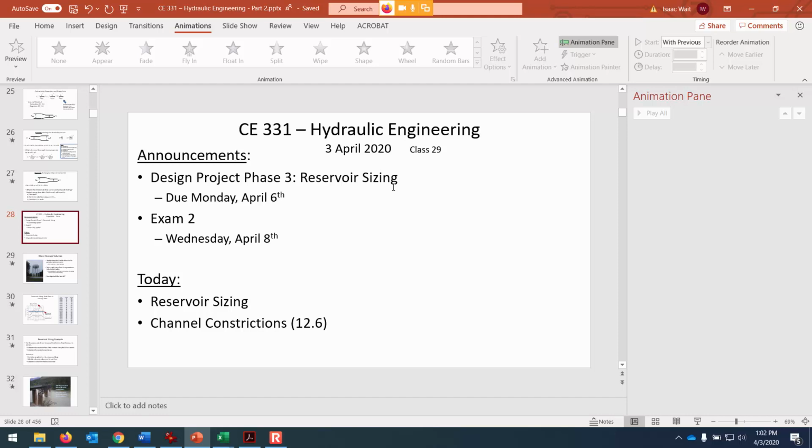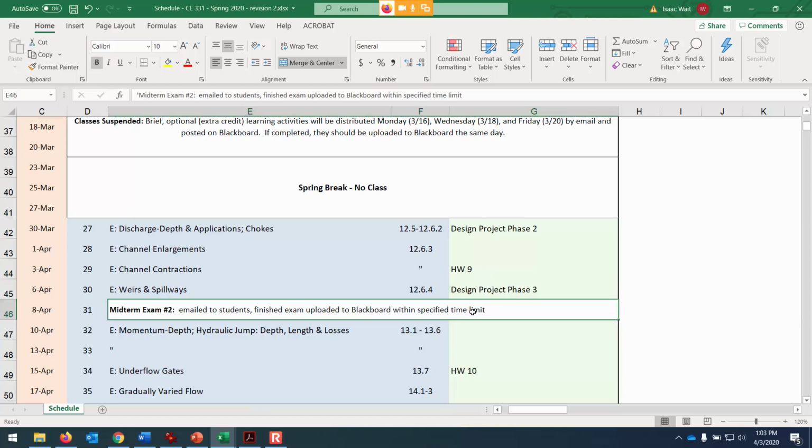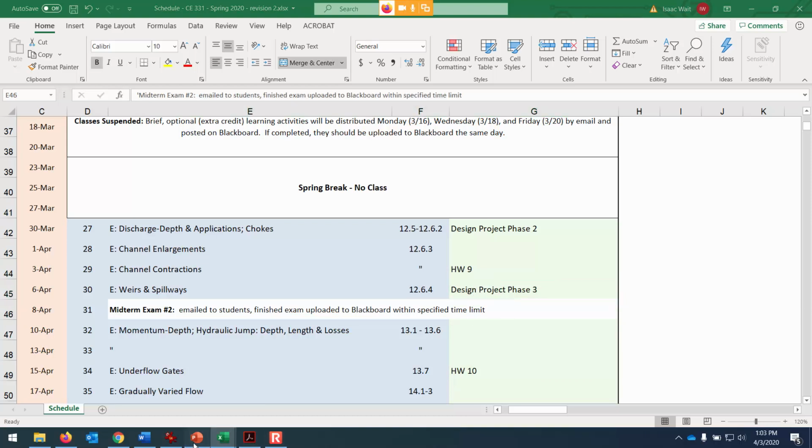You've just turned in homework 9 today, if I'm remembering correctly. Let's just quickly glance at the schedule. So you turned in homework 9 just now. Your next homework assignment isn't due until the 15th of April, so you've certainly got some extra time until that's due. It's the design project on Monday, and then on Wednesday we're having the exam.